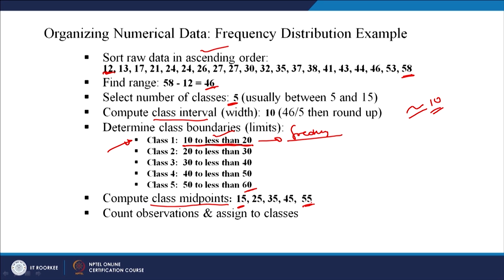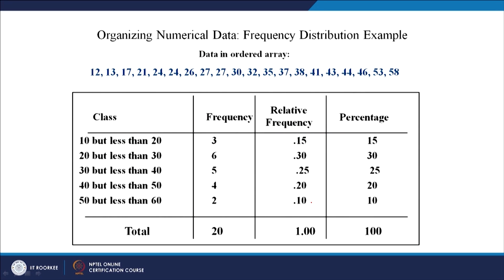Count the observations and assign them to classes. This is how you can get the different frequencies. So, 10 or more than 10, but less than 20. What are those values? These 3. Then 20 to less than 30. How many? 6 values. So, 1, 2, 3, 4, 5, 6.